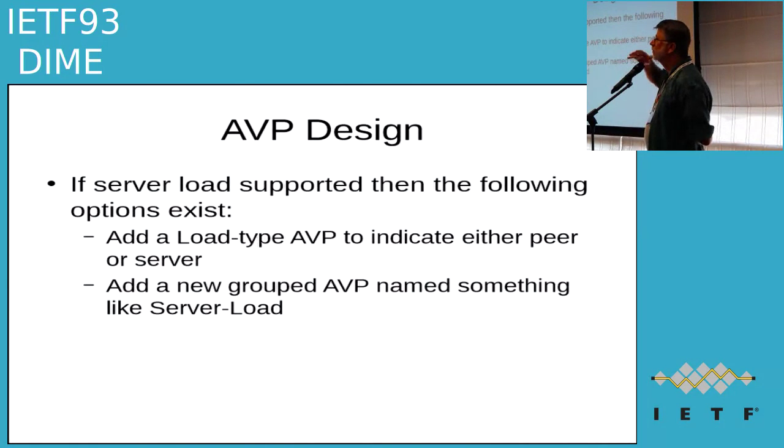So we have. Sorry, random thought. That might modify this a little bit. We'll have the peer AVP that has the source Diameter ID in it.